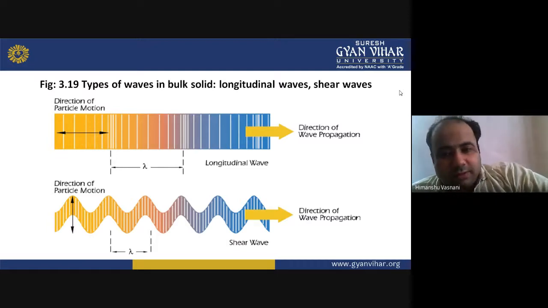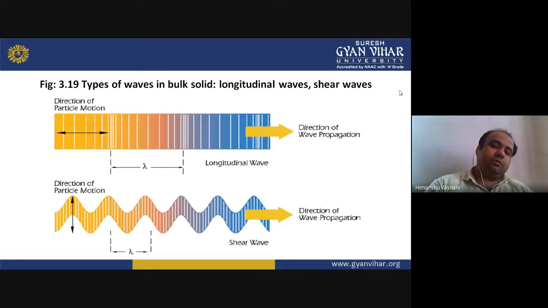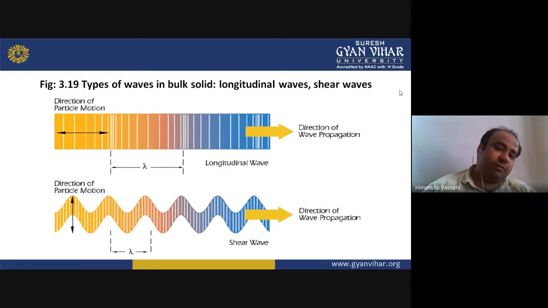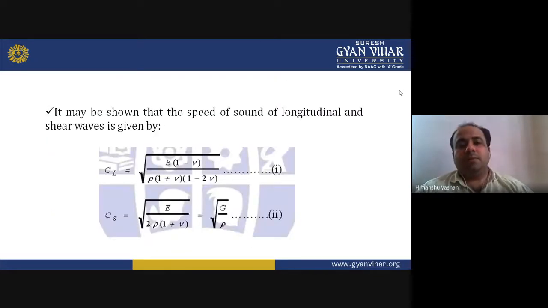The direction of wave propagation is still toward the right-hand side in the shear wave as well. So there is a difference in wavelength and direction of particle motion if you compare the longitudinal and shear waves.